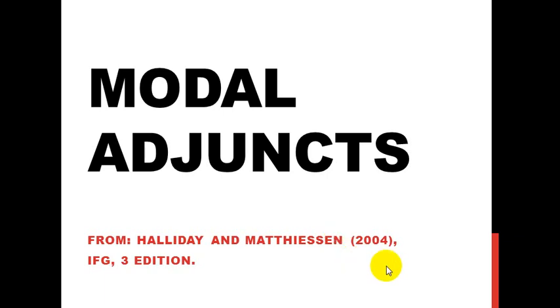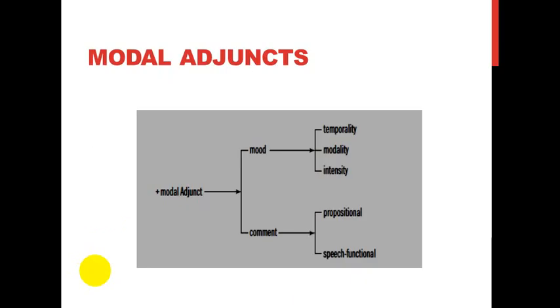Hello, meet me again. So now I'm going to discuss the next part for chapter 5, which is about modal adjuncts. This material is taken from Introduction to Functional Grammar by Halliday and Matthiessen. Okay, so there are two kinds of modal adjuncts. The first is mood adjunct and the second is comment adjunct. Mood adjunct is divided again into 3, and comment adjunct is divided into 2, and we're going to discuss them one by one.